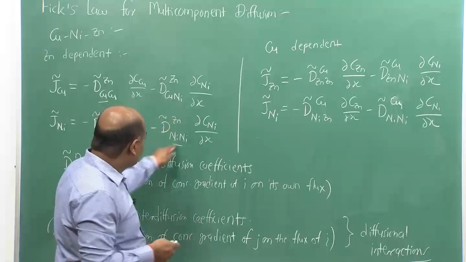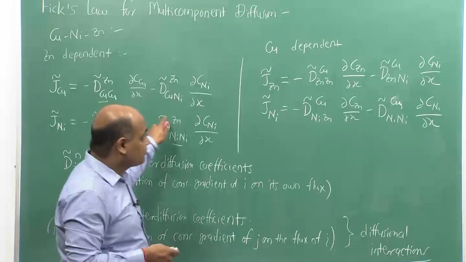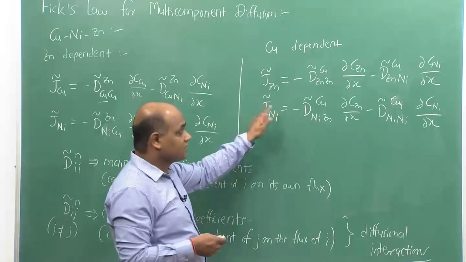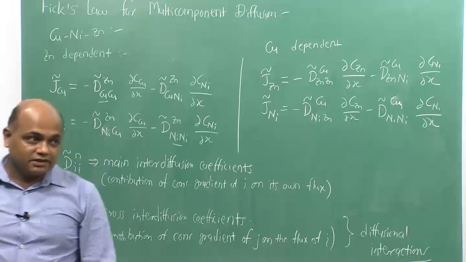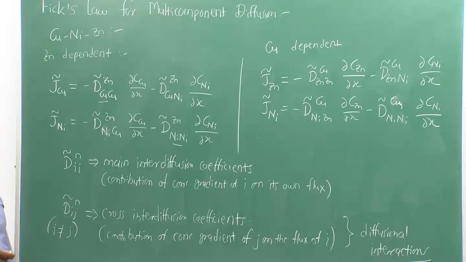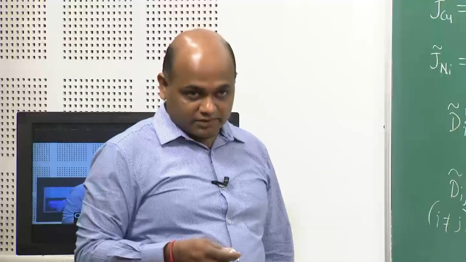Basically, there are only 4 independent coefficients for ternary. We do not say 4 plus 4 is 8, because once you have this set you can obtain the next set. So, you can use them depending upon whichever component you want to use as the dependent component.